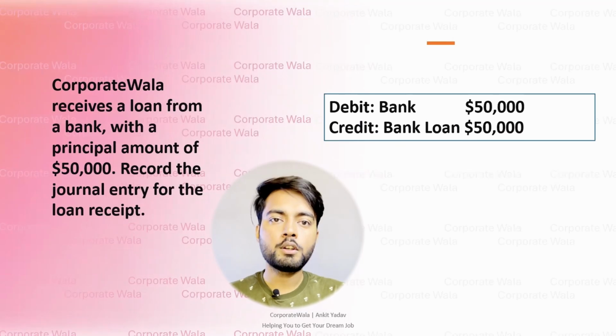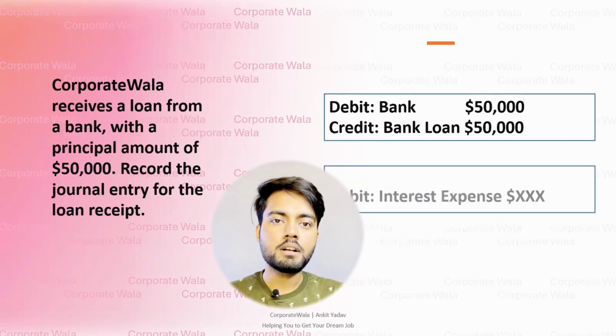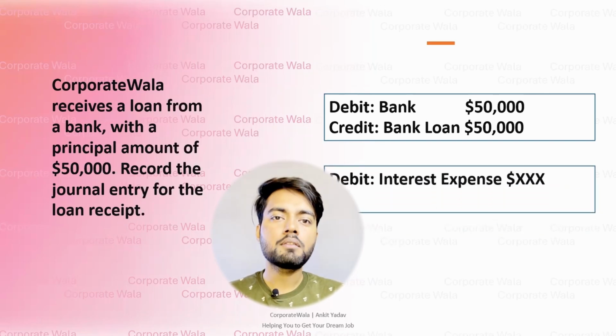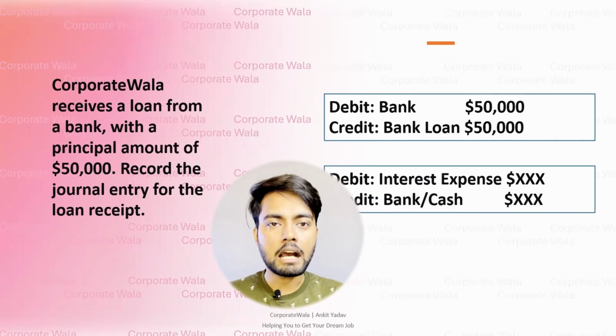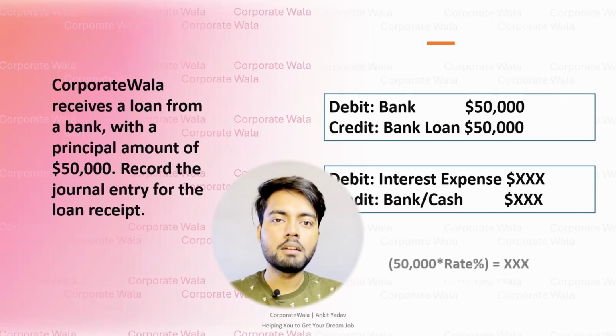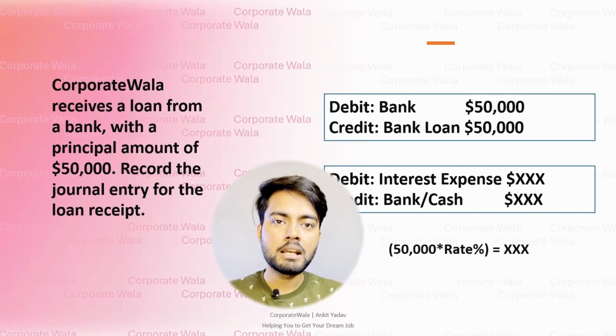In this question, we don't need to pass the journal entry of interest expense, but let's suppose we are paying the interest on this loan, what will be our journal entry in that case? We will debit the interest expense because it is an expense for the business and we will credit the bank or cash because we are paying our expenses. And how would we have calculated the interest amount? We would have multiplied the principal amount with the rate of interest, which will give us the annual interest. And let's suppose you are booking for only a month, you will divide this amount by 12 and you will get the monthly interest expense amount.